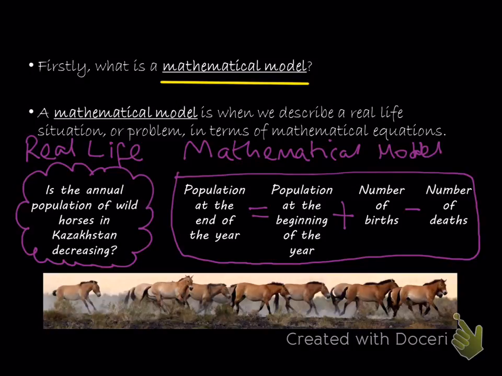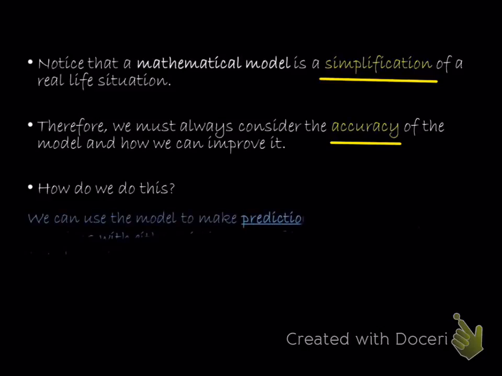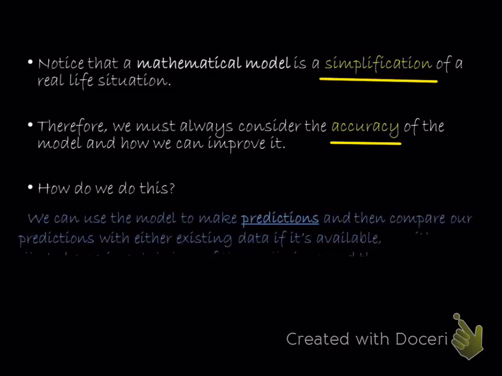As you can see, the equation is quite a simple one. And this is usual. A mathematical model is usually a simplification of a real-life situation. But this means we must always consider the accuracy of the model and how we can improve it. So how do we do this? Well, we can start by using this model to make predictions. In other words, try data and see what the population would be. And then compare our predictions with either existing data from the past, if it's available, or with newly collected data.